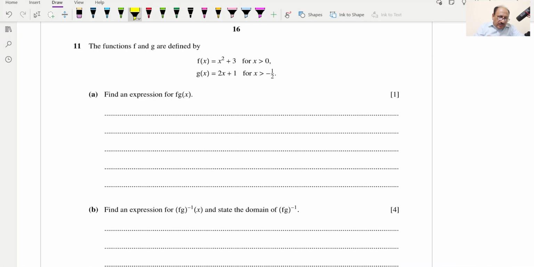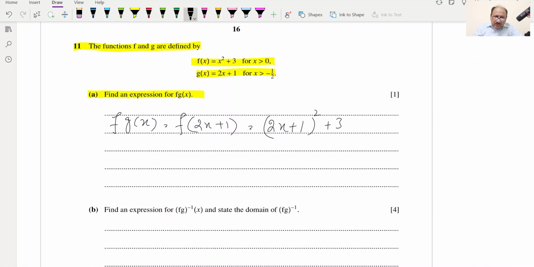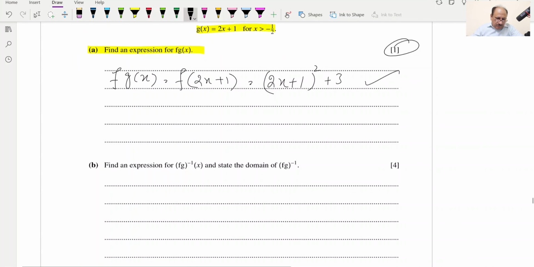Now question number 11. The functions f and g are defined, this one, and find the expression for f of g of x. So f of g of x, we can replace g of x, whose value will be 2x plus 1, in f of x, which will be 2x plus 1 squared plus 3, and this will be the expression, one mark part, and this is sufficient for that one.